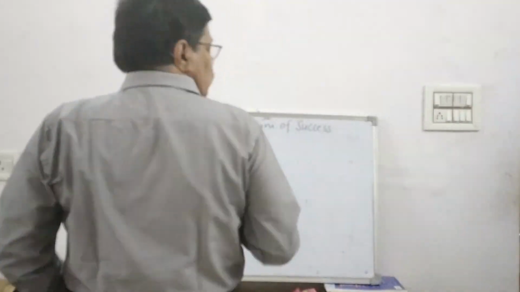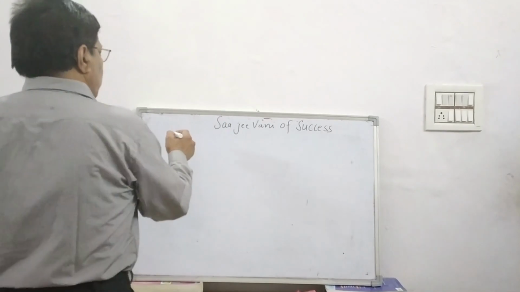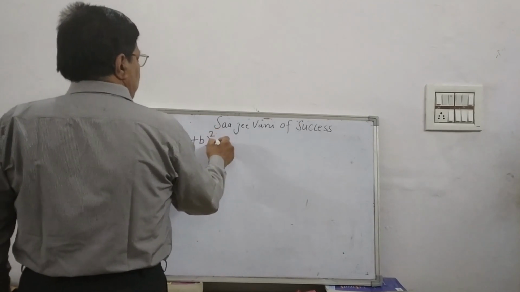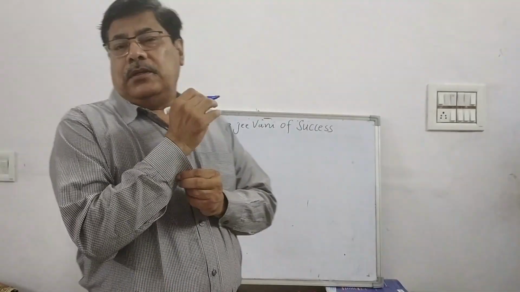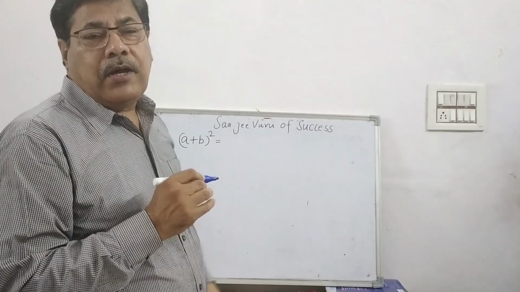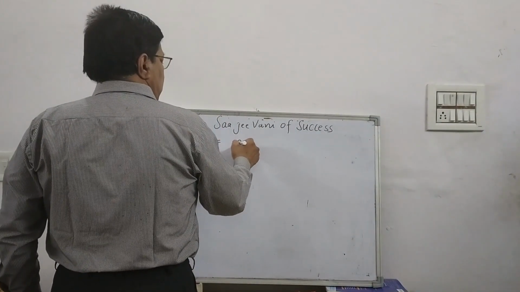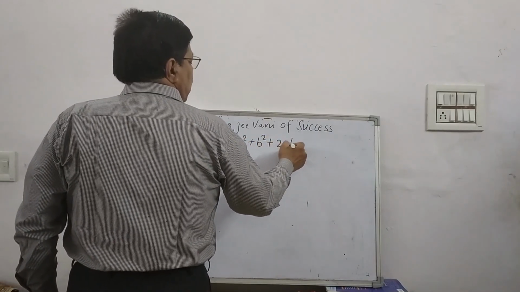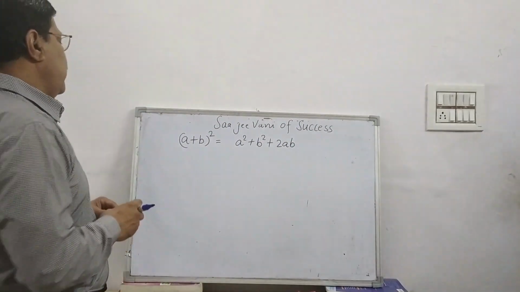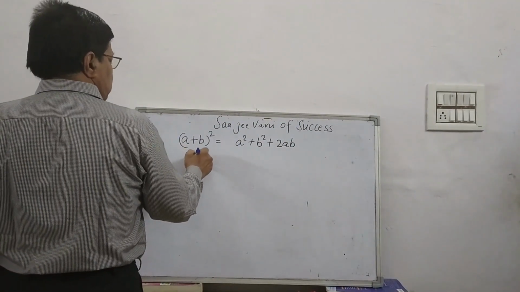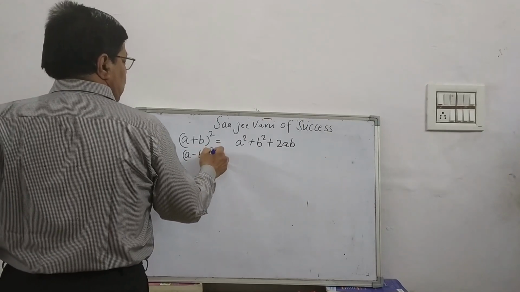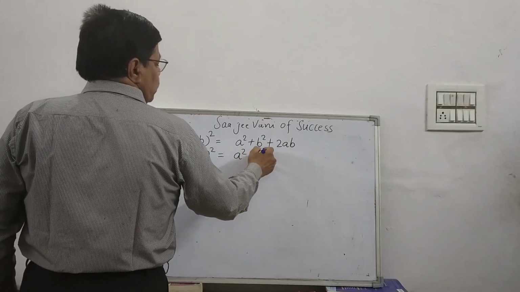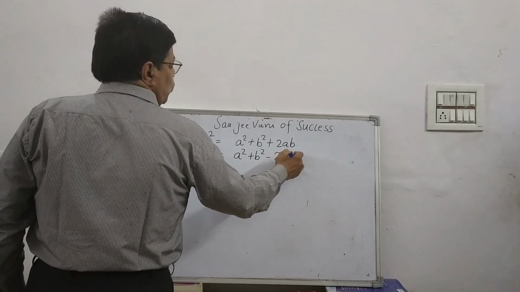Okay, so tell me a plus b whole square. Anyone can tell me the expansion of a plus b whole square? I'm just telling: a square plus b square plus 2ab. Clear? Second, a minus b whole square. So its expansion will be a square plus b square minus 2ab.